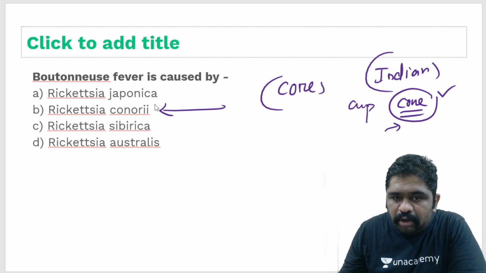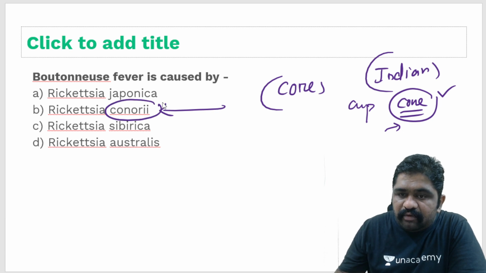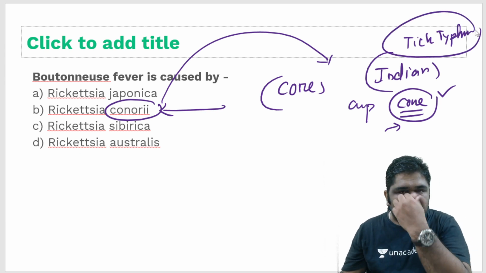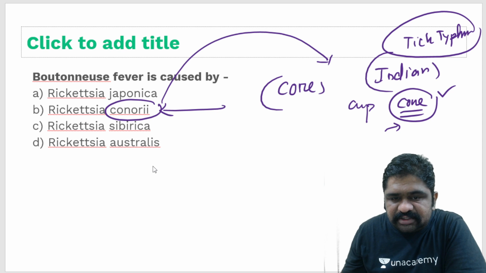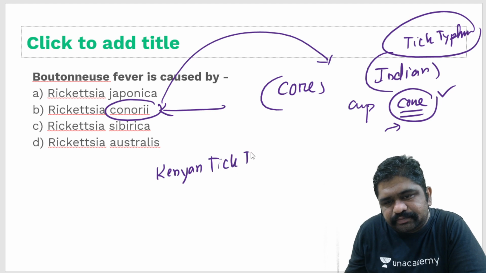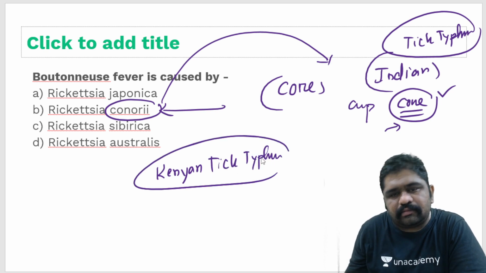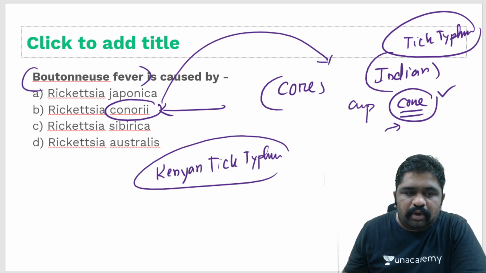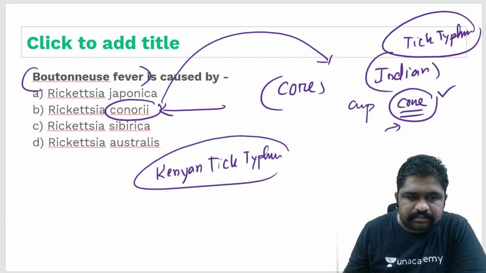So cone, conorii, who are we? Indians. Indian tick typhus is caused by Rickettsia conorii. This is what I would want you to remember. Rickettsia conorii can cause Indian tick typhus, which can also be referred to as Kenyan tick typhus. And that is Boutonneuse fever. Now let's go for the next question.